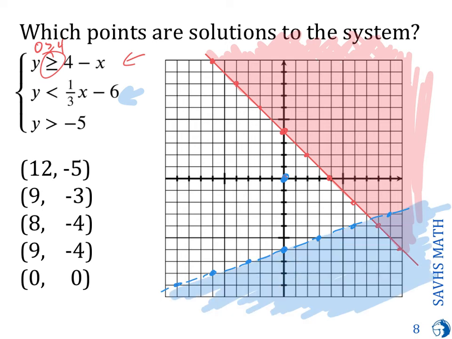Lastly, I have y is greater than -5. Here's where y is -5. All the way across, it's a dotted line because it's not or equal to. So it's like that. Where is y greater than -5? Well, all of the values above it are greater than -5. So that's up here.